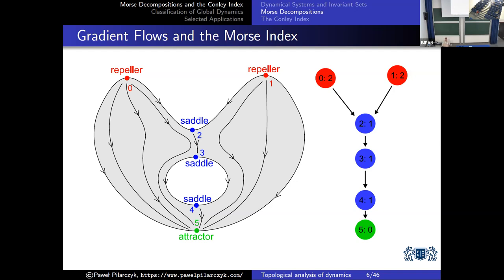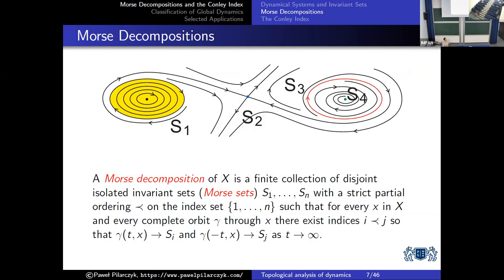Let's think about this graph as a transitive reduction. So any path in the graph corresponds to a possible trajectory in the dynamical system. Yes, so this is a gradient dynamical system. And this situation can be generalized to a general dynamical system where we also have some other invariant sets, not just critical points. And this is called a Morse decomposition.